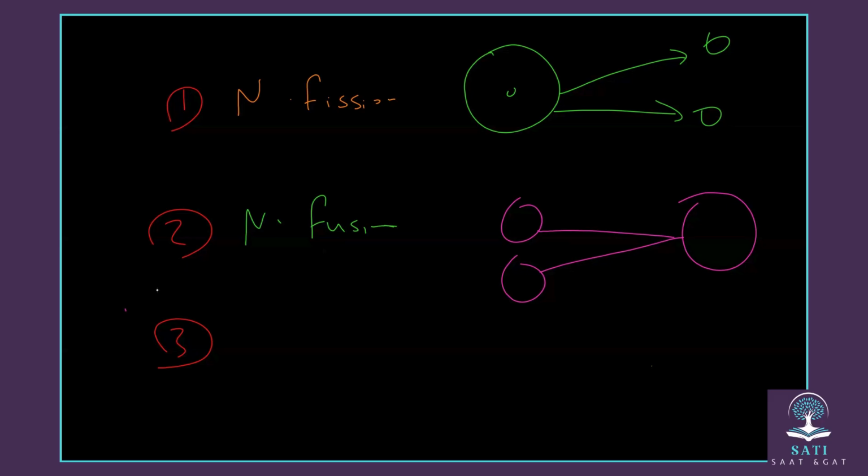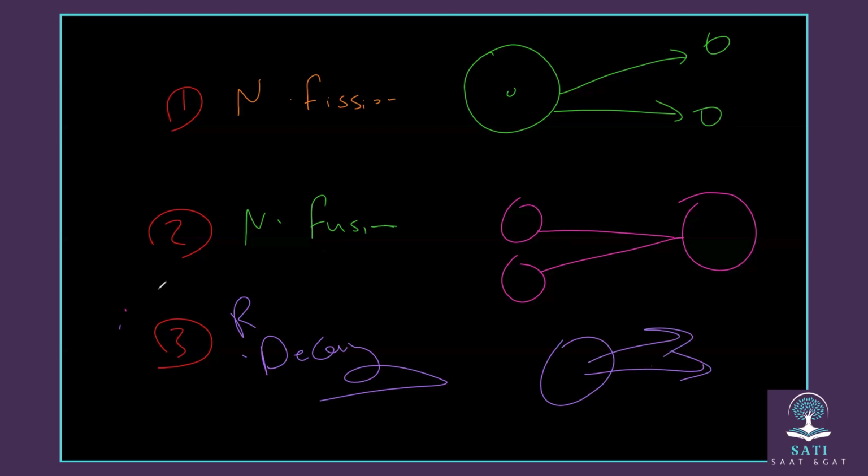Okay, what about the third one? It is a nuclear reaction. It is radioactive what? Decay. So what is radioactive decay? Radioactive decay means when a radioactive nucleus or element emits rays. It emits what? Rays, in order to get higher stability for its nucleus.